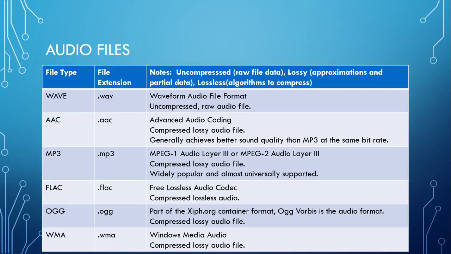But let's go ahead and look at our last one, which is WMA, which is Windows Media Audio. This is a compressed lossy audio file. WMA, you'll see a lot. For example, if you took a CD, put it in your computer, and ripped it, that would typically produce a WMA file, unless you specified otherwise.